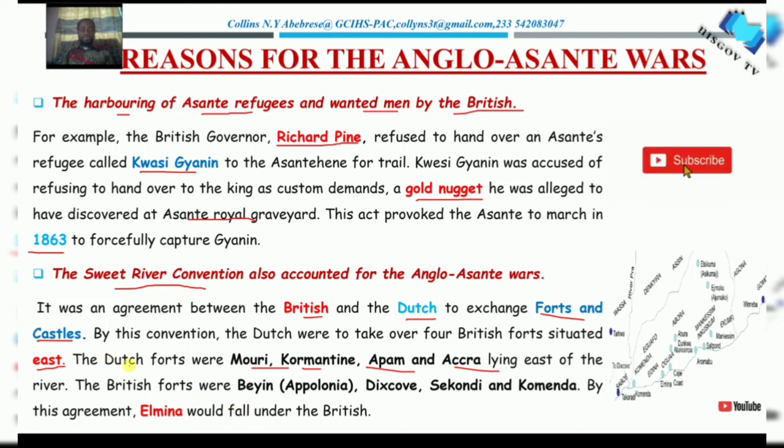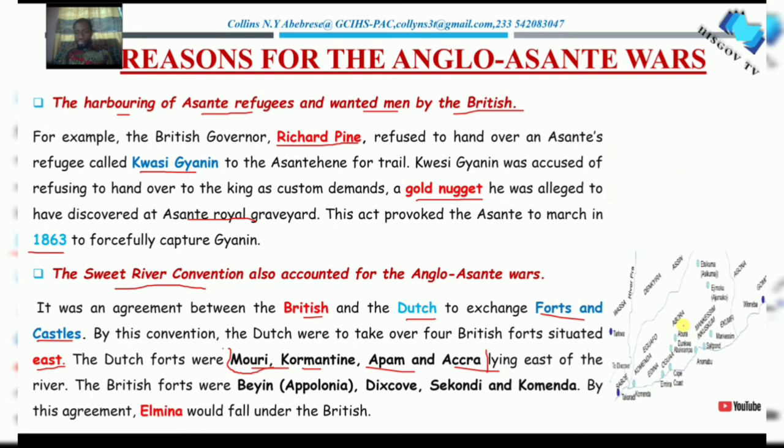So the Dutch were supposed to take Moree, Komenda, Apam, and Accra, lying east of the river. So lying east of what? Of the river. So it means that the Dutch were supposed to take all these forts, from Moree up to Komenda, up to Accra. That was the forts that the Dutch were supposed to take. So look at the map on your right hand side here.